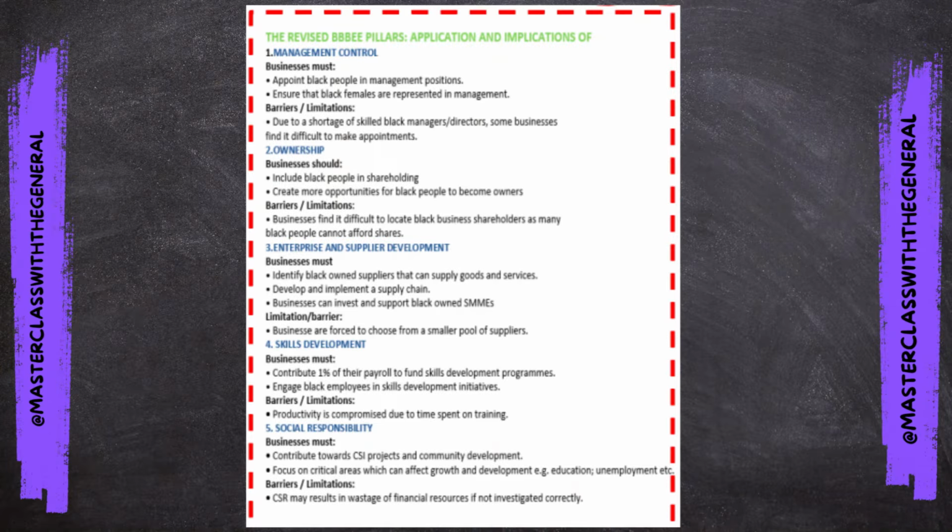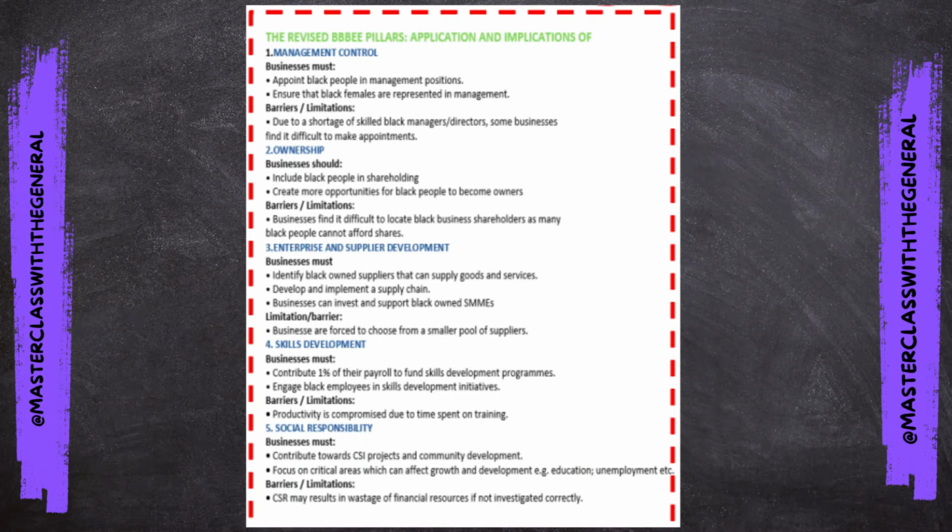So I'm going to do them in that order so they become easy to remember. Number one, management control. Businesses must appoint black people in management positions, ensure that black females are represented in management. So it's twofold. It's not only black people, but also black females. And where are they being appointed to? Management, so they can be in a space where they make decisions.